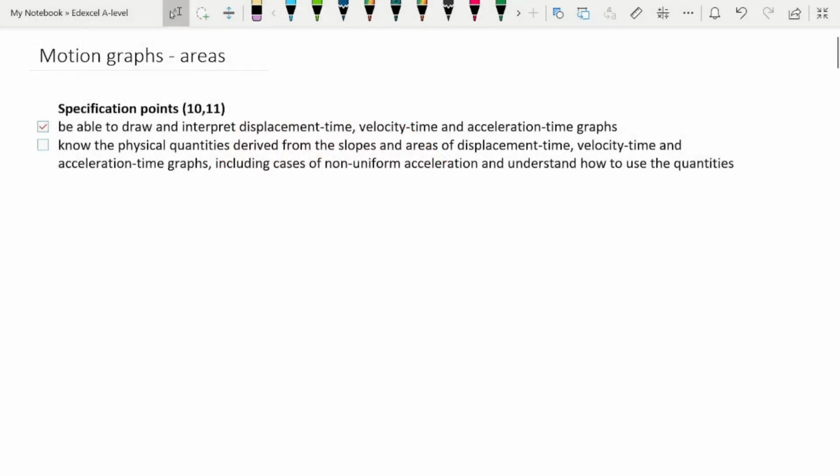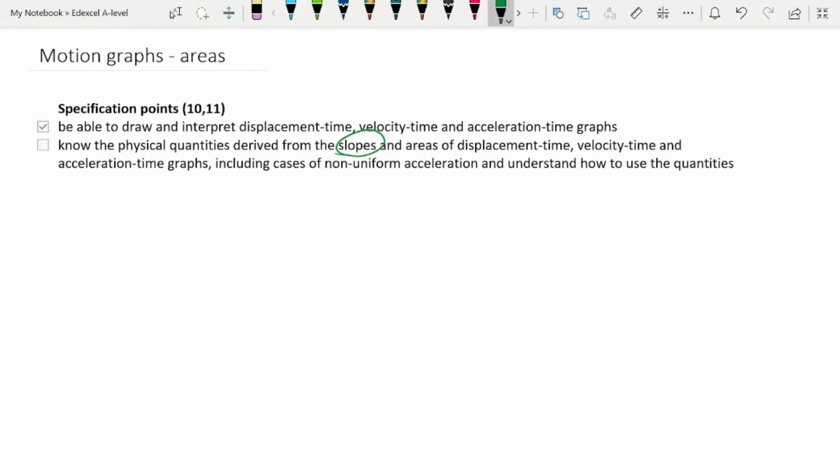Today's video is following on from the original motion graphs video. This time we're going to look at the areas of motion graphs and what those quantities represent. We have already covered the slopes, and we know what each of the slopes or gradients of distance-time, displacement-time, velocity-time, acceleration-time represent. Now we're going to look at areas.